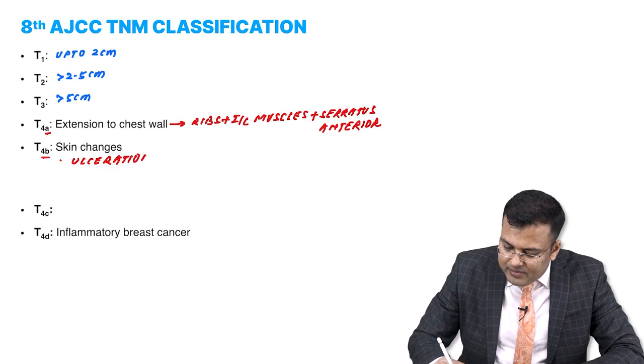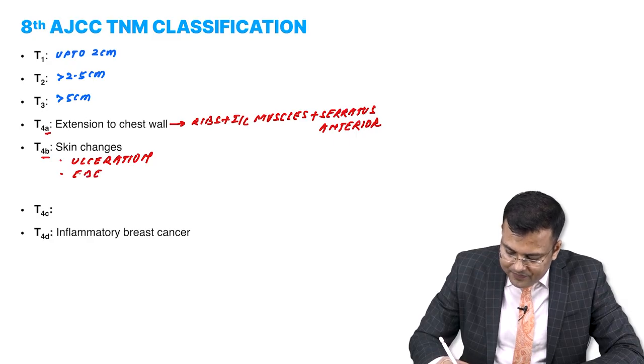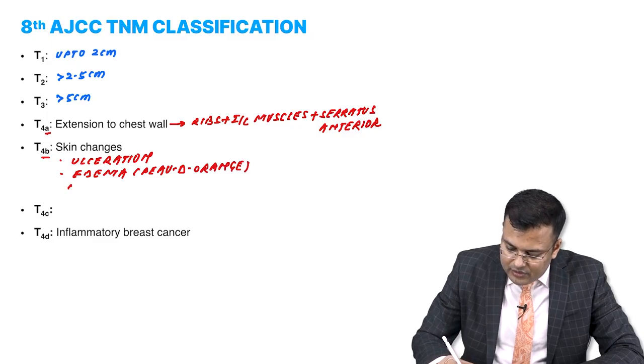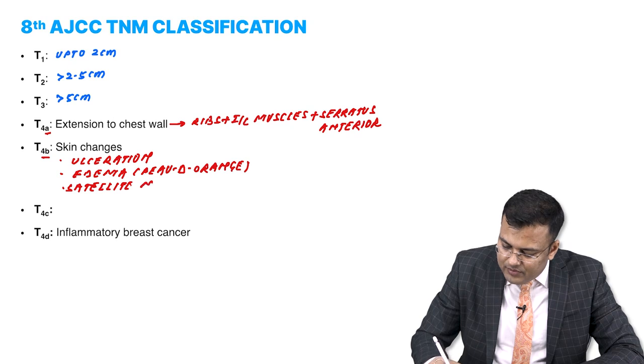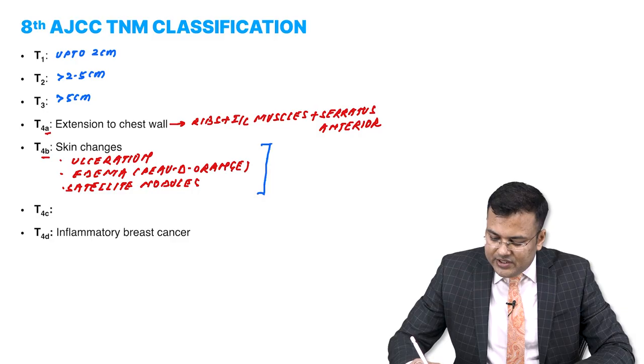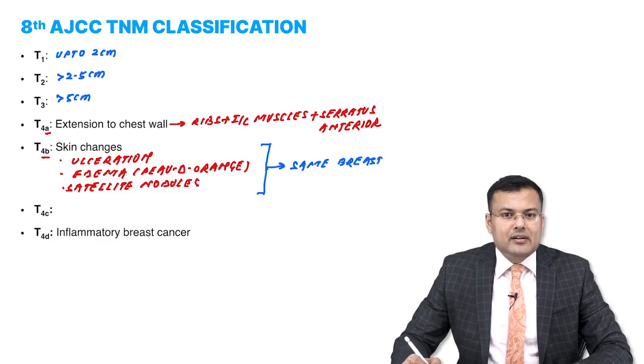So there is ulceration in the breast skin, edema including peau d'orange, and satellite nodules. Clear? All these changes are confined to the ipsilateral breast, the same breast. Yes, it is included in T4B. B means skin changes.